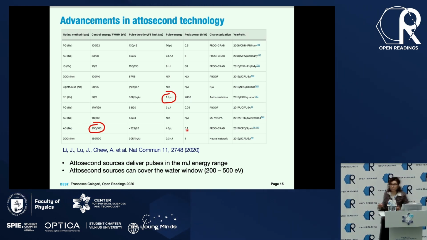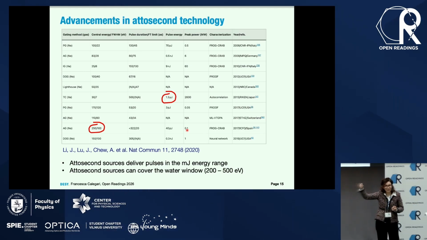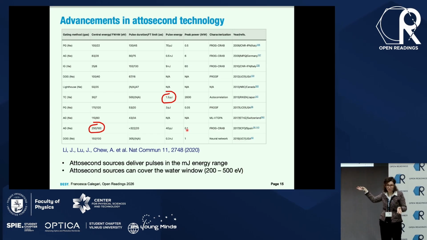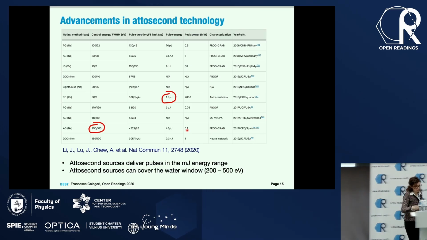And it's a tabletop source, so you don't need a synchrotron like I showed you before, or a free electron laser, a massive machine, to emit radiation in the soft X-ray spectral region, so up to 500 electron volts even. You just need an optical table with the laser and some vacuum chambers where to make the high-order harmonic generation process.